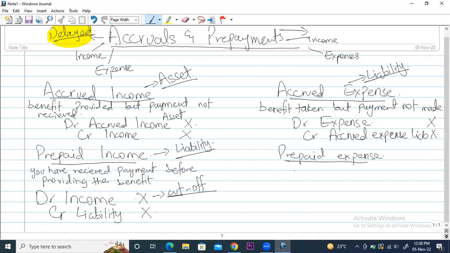In prepaid expenses, again it's an expense, but it's paid beforehand. Let me tell you one more example. Like the example I gave you, in fast food restaurants or anywhere, if you go there, you first pay and then you take your order. So that is a prepaid expense.